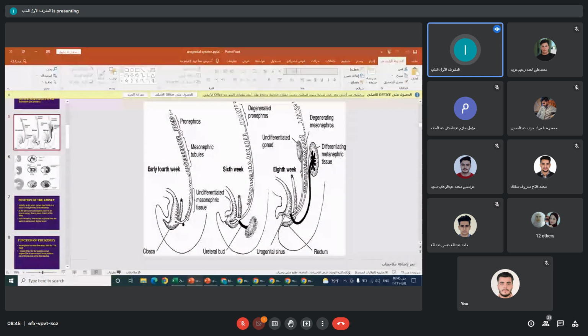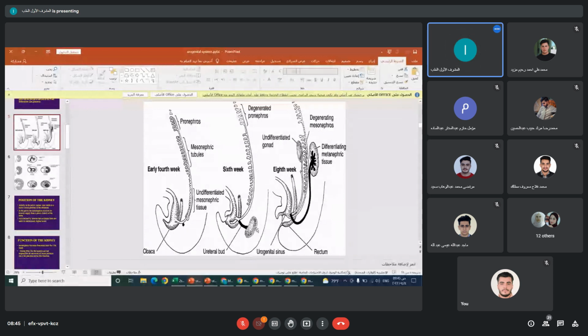This is the pronephros in the cranial part, 7 to 10 groups of cells, which disappear. The mesonephros also disappears in the 2nd month; a few parts remain. This is the degenerative mesonephros, and this is what remains. This is the mesonephric duct. The 3rd group, this one here, the black one, is called the metanephric tissue.